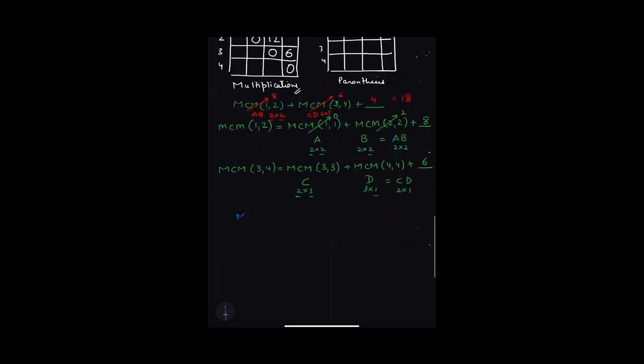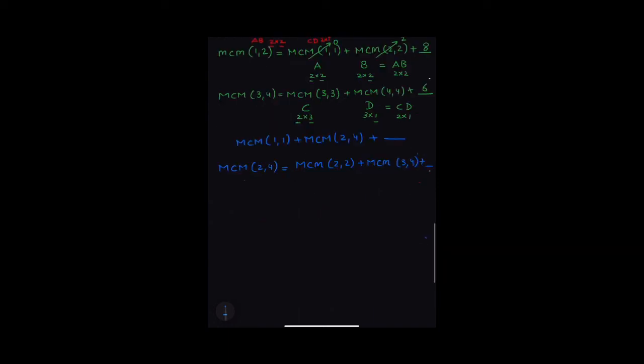Next equation is LCM 1,1 plus LCM 2,4 plus some cost. So we are going to first calculate LCM 2,4. This will be equal to LCM 2,2 plus LCM 3,4 plus some cost, or it can be LCM 2,3 plus LCM 4,4 plus some cost. And we are going to assign the minimum value to 2,4.